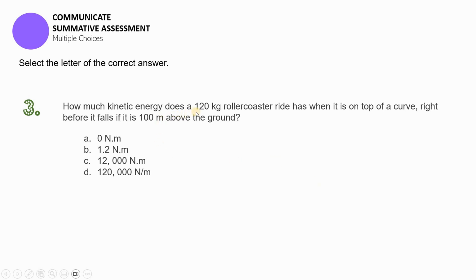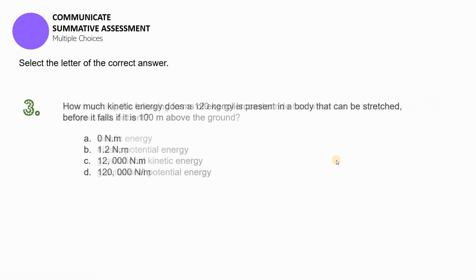How much kinetic energy does a 120 kilogram roller coaster ride have when it is on top of a curve right before it falls if it is 100 meters above the ground? A. 0 Newton meter. B. 1.2 Newton meter. C. 12,000 Newton meters. Or is it D. 120,000 Newton meters? You may pause this video if you need more time. Well, if you're through, let us now proceed with question number 4.